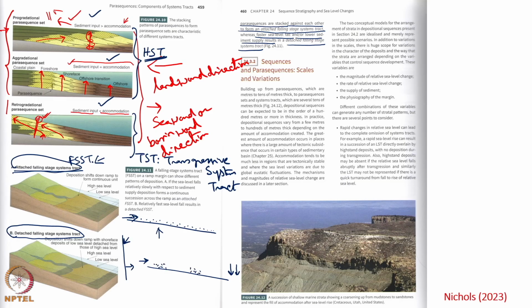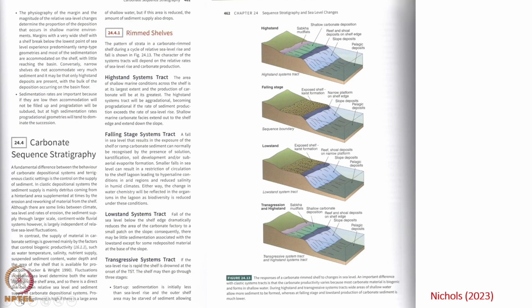A question may come while considering these figures: how much is the thickness of these units? Say this depositional unit, how much is the thickness? They can be of the order of 100 meters or more. Let us take the carbonate sequence stratigraphy. There is a difference between the clastic sedimentation and a non-clastic sedimentation.